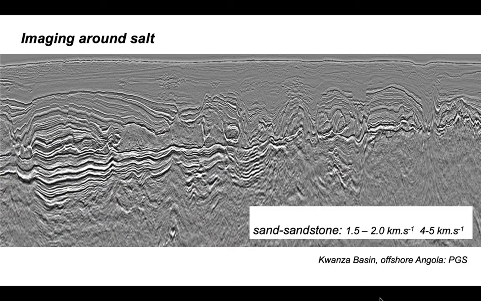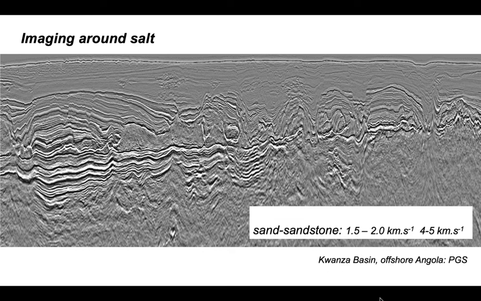Just consider the normal seismic velocity for sediments. For siliciclastic sediments, let's take sand to sandstone, that will have a seismic velocity when it's deposited of about 1.5 kilometers a second, maybe 2. And with burial and lithification, that sand changing to sandstone will acquire eventually a seismic velocity of somewhere between 4 and 5 kilometers a second.